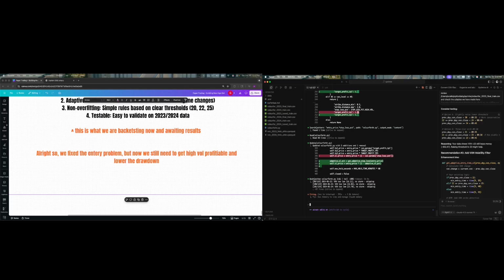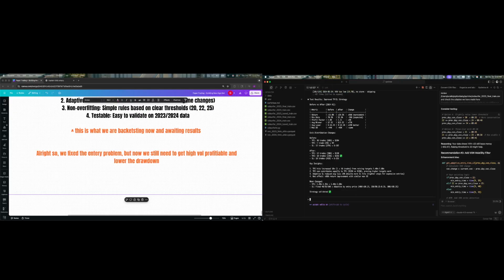Oh snap! We got our results. Hold on. Return 96%. Win rate dropped. Profit factor increased. Average winner increased. Average loser decreased.